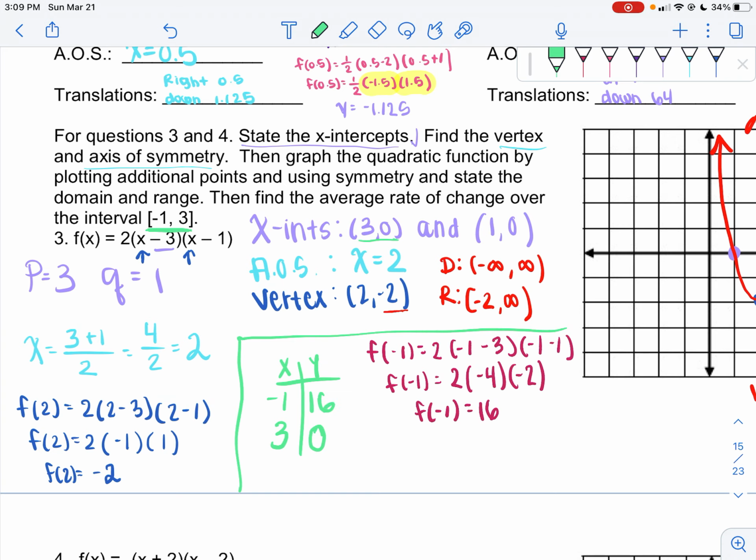Okay, and so now to find our average rate of change, we're going to take the change in y's over the change in x's. So we can do 0 minus 16. Since I started with the bottom for the y's, I'm going to start with the bottom for the x's. So 3 minus -1.